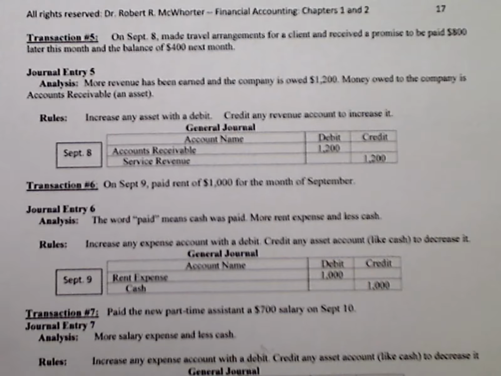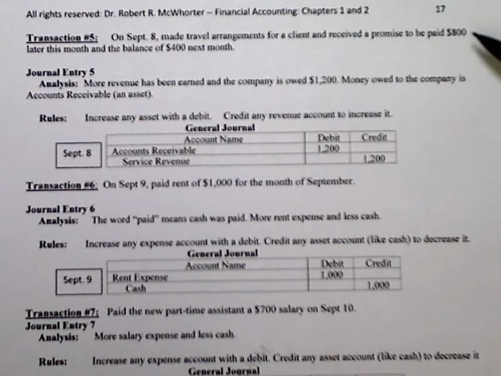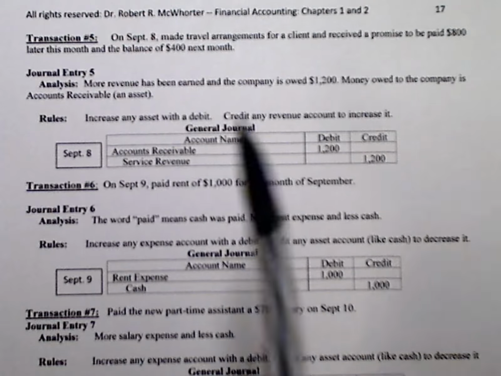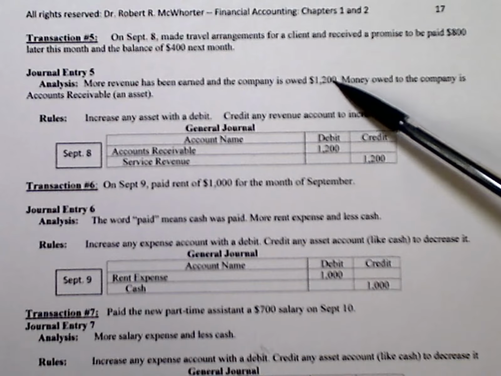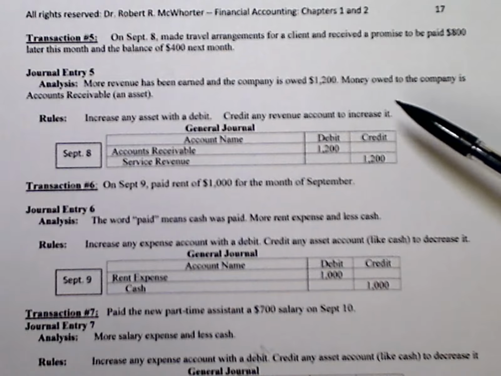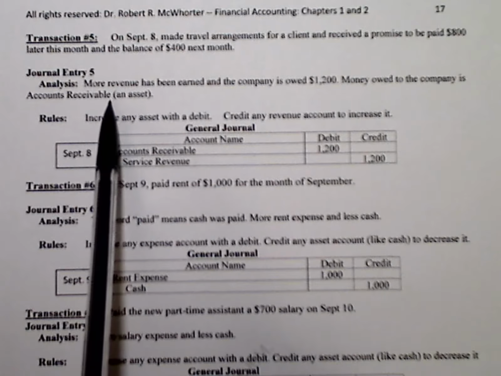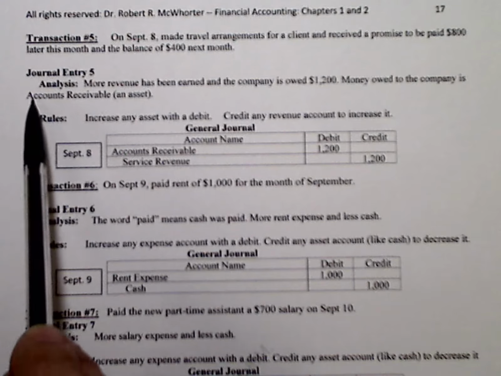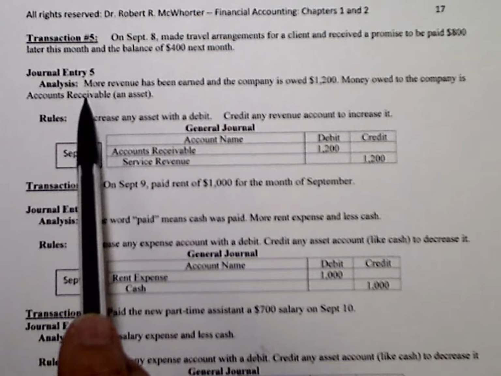Transaction 5, we made some travel arrangements for a client, and he promised to pay us a little bit later this month. He was going to pay us $800, and then next month, the remaining $400. So what we've done is we've earned $1,200 and we're going to be paid later for that. Okay, that's the analysis. Someone owes us, one of our customers owes us money. Look at the definition back a few pages, accounts receivable. We're owed money.